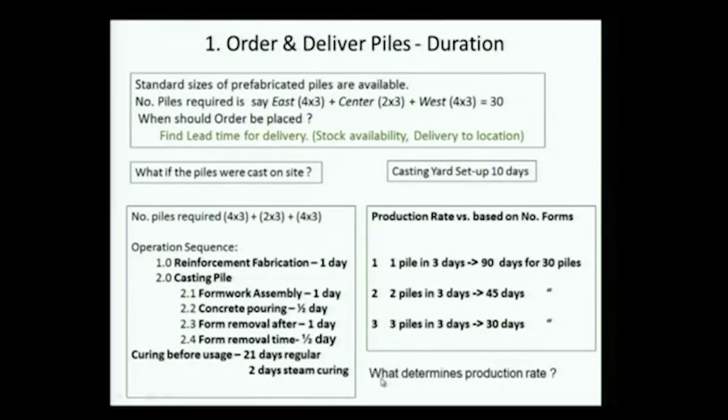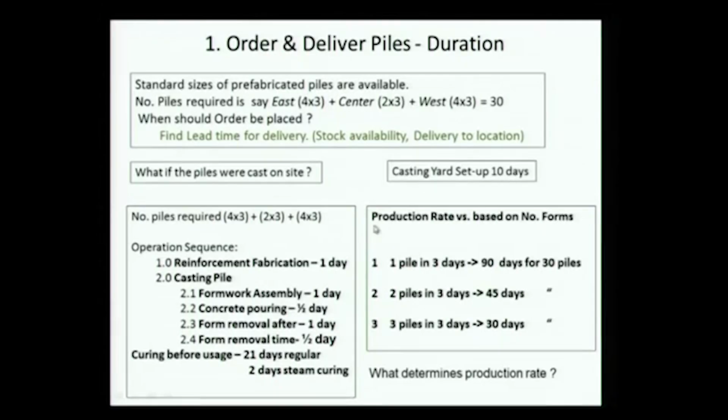The duration here can be determined based on the rate at which my bridge needs piles. I could just have one form and go with it, but is that likely to be good? No, because piling is the first activity. So if I want to start my piling work, I better have many piles there, and that was one reason why just ordering and delivering might be an easier approach, so long as my lead time is there.